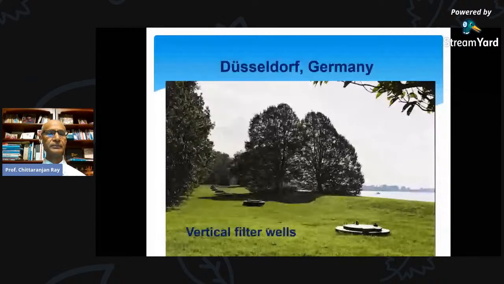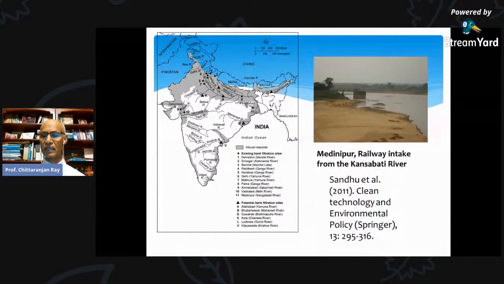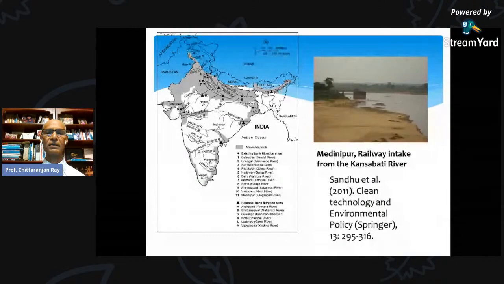What about India? In India, we have some locations that are existing bank filtration systems. In Medinipur area, the railway takes its water from the Kansabati River. That is, it's operating for a long time. Railway has been a pioneer in this. But we have places like Dehradun, Srinagar in Uttarakhand, Nainital, Rishikesh, and all the many places. Delhi also has riverbank filtration systems. Ahmedabad, Baroda, these are places. I'll show a few pictures later on.